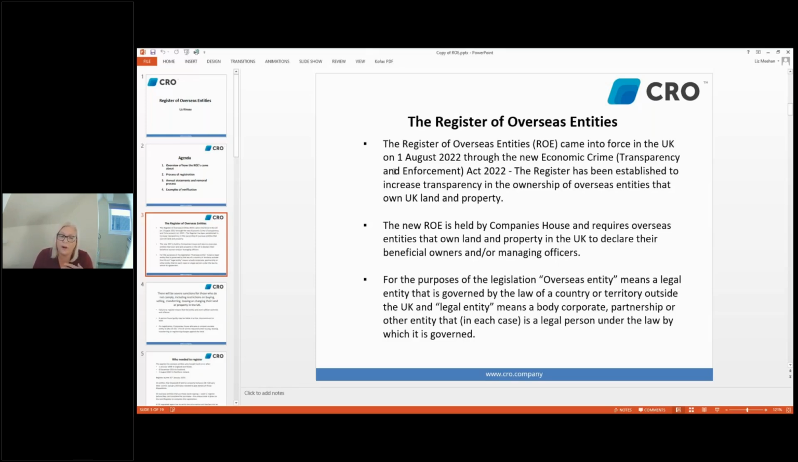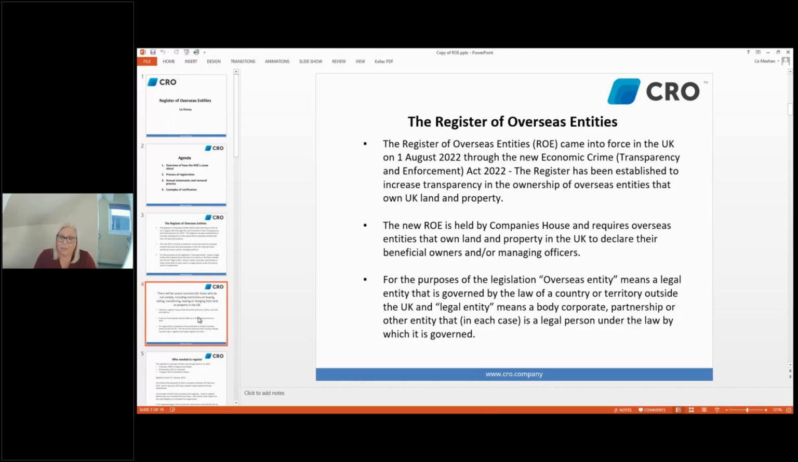Now, the purpose of the legislation also wanted to look at what was meant by an overseas entity, and that needed to be defined as well. So it's any corporate body or a partnership or any other entity that is a legal person in its own right under the law under which it's governed.